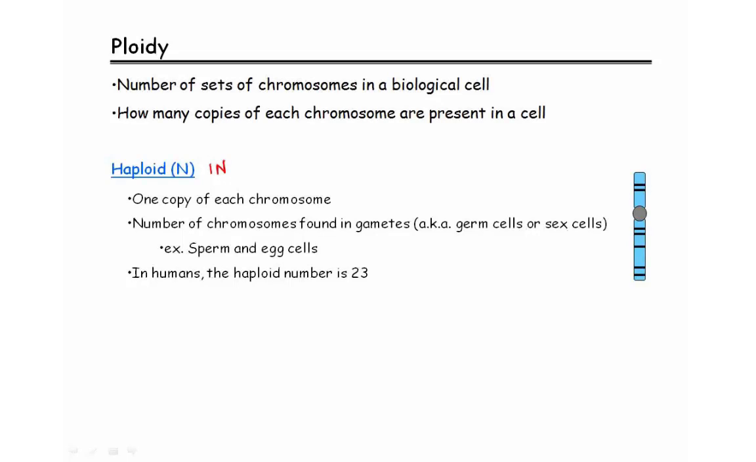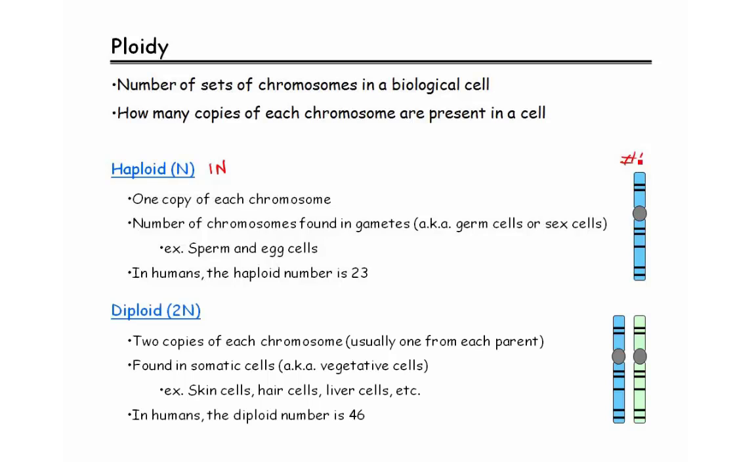If we compare this to the picture that we had on the previous slide, notice we only have one chromosome number 1. If we're talking about gametes, which are the germ cells, this is our egg and our sperm cells. These are going to have a haploid set of chromosomes, meaning they're going to have one copy of every single chromosome. So they're going to have one chromosome number 1, one chromosome number 2, one chromosome number 3, and so on. In humans, the haploid chromosome number is 23. So we have 23 different chromosomes inside a human egg cell or sperm cell.